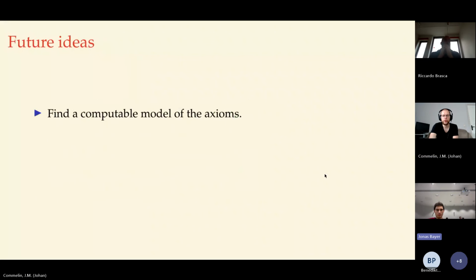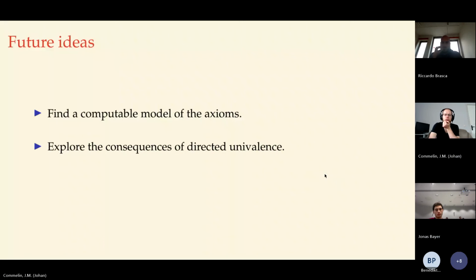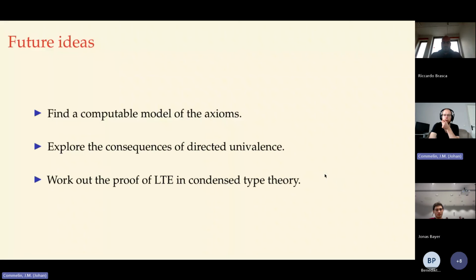Okay, so future ideas. One would be to try to find a computable model of these axioms. We definitely want to explore further consequences of this idea of directed univalence. And if at all possible, we want to see if we can reorganize parts of the LTE proof using ideas from condensed type theory.